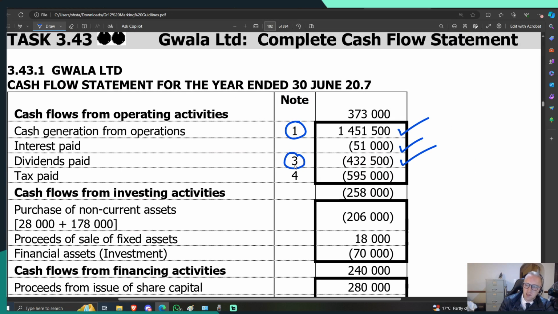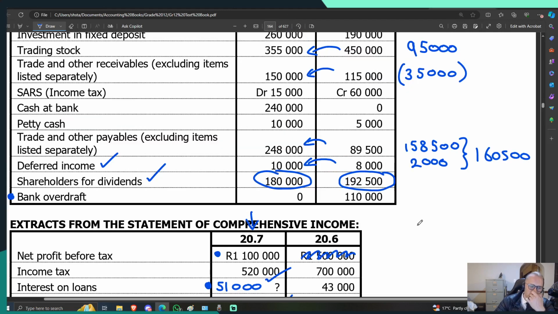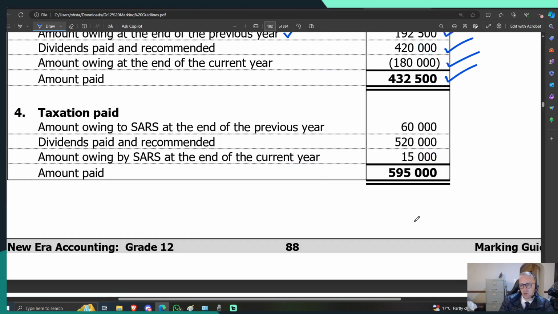We're going to do a similar calculation for taxes paid. Taxes paid, we'll use note 4 to the cash flow statement. Let's go to our information. How much tax did we owe SARS at the end of the previous year? It says at the end of the previous year, or beginning of the current year, there was a credit of 60,000 rand in our SARS income tax account. A credit balance means it was a liability, which means we owed them. So we started by owing SARS 60,000 rand. So amount owing to SARS at the end of the previous year, 60,000 rand.